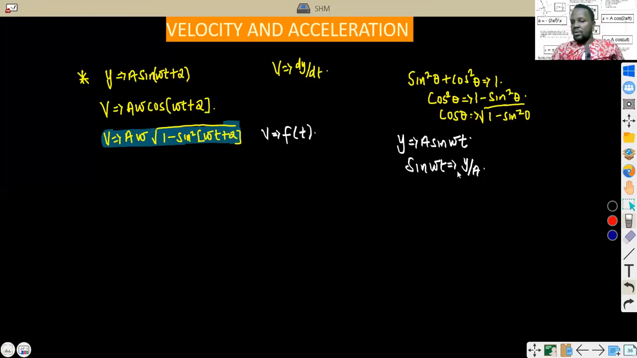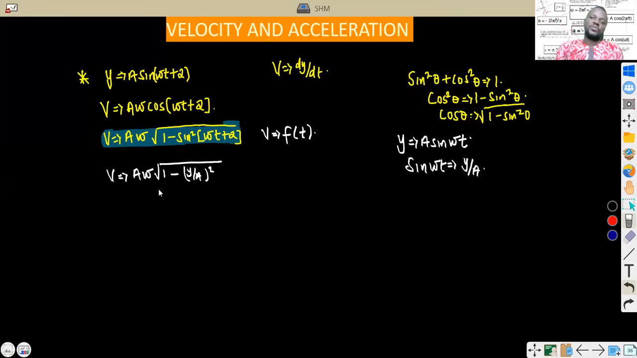So it will be y over a, all squared. So velocity as a function of displacement will now be equal to, are you guys following? v is equal to a omega times the square root of 1 minus sine squared of this one. You can see I've turned it to y over a, 1 minus y over a, all squared, because this is having a square.